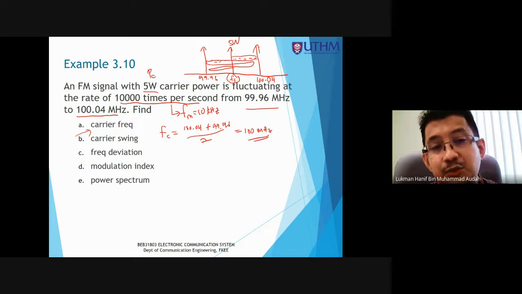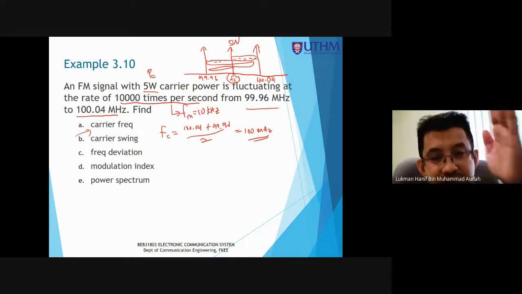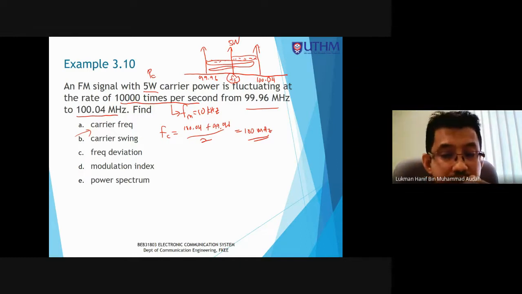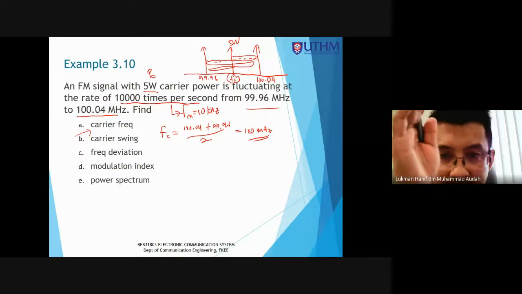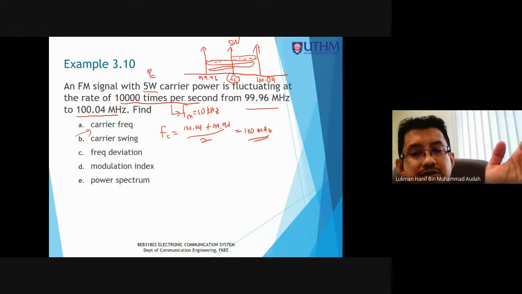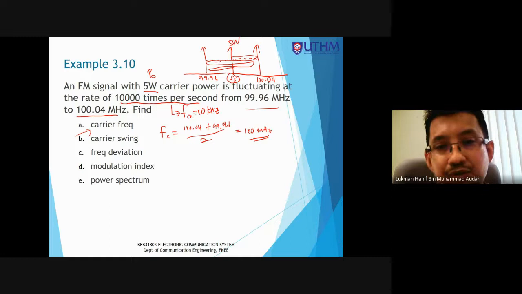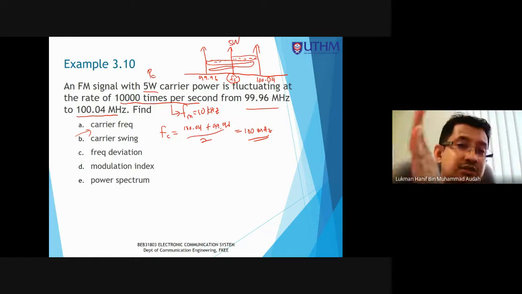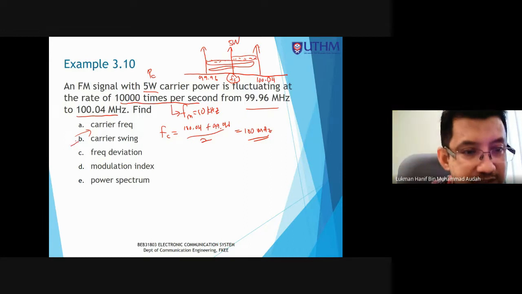Ini kalau secara congak pun you boleh agak tengah-tengah tu mestilah yang center tu mestilah pada 100. Secara congak kita boleh nampak daripada lukisan ni lah. Di tengah-tengah tu adalah 100. So maknanya dia oscillate 0.04 mega ataupun 40 kHz and 40 kHz. So dia punya range 40 and 40, that means 80 lah. So itu soalan yang seterusnya.